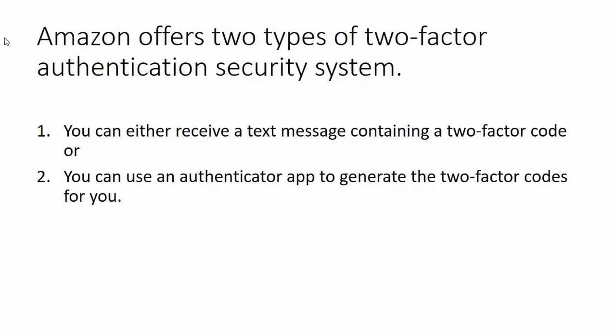As a security best practice, you should enable 2SV wherever you can, for example, your online banking or your social media accounts. Amazon offers two types of two-factor authentication security system. Number one is you can either receive a text message containing a two-factor code, or you can use an Authenticator app to generate the two-factor codes for you.